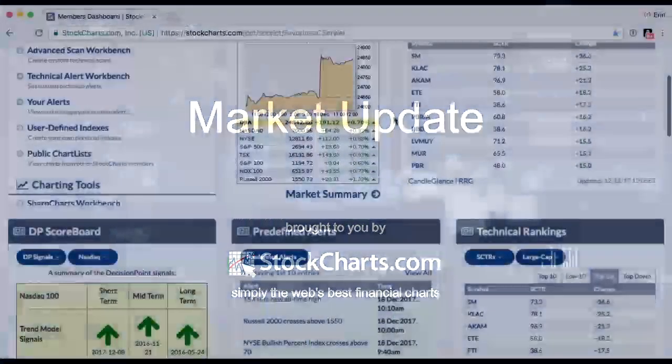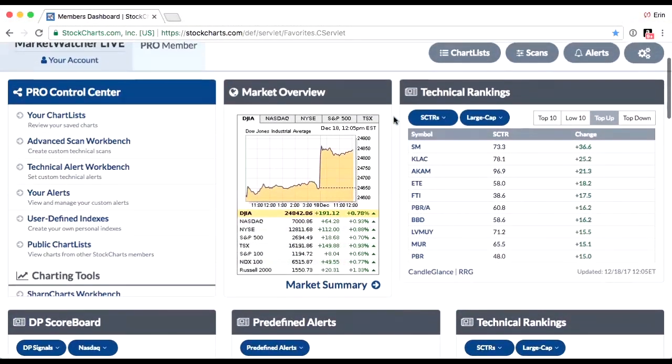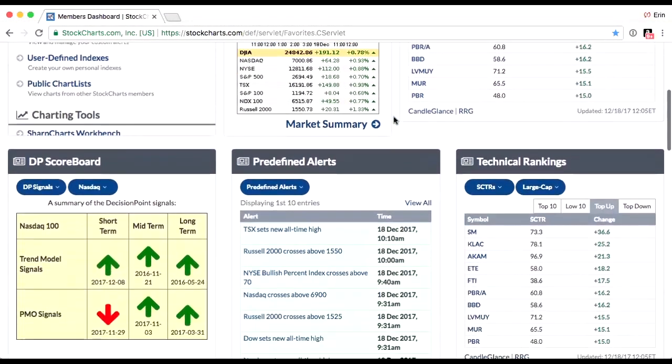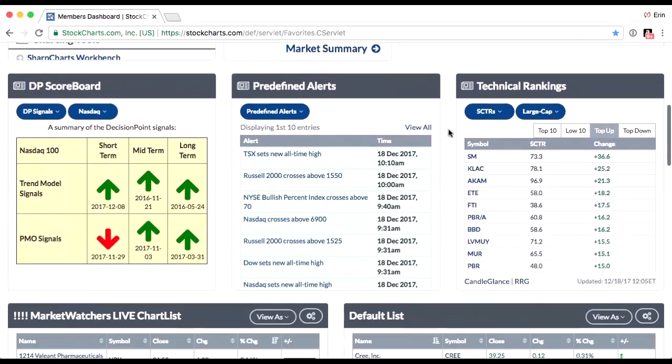All right. So this is our member homepage, of course. I hope everybody is familiar, but if you're not, you need to get your membership going so you can get this page. I wanted to first look at our predefined alerts. These are the alerts that we have set up at StockCharts that run all the time and give us the latest. You can see it just updated right now. We're seeing the TSX is setting a new all-time high, and the Russell 2000 small caps are having a great day. We'll be looking at that shortly.